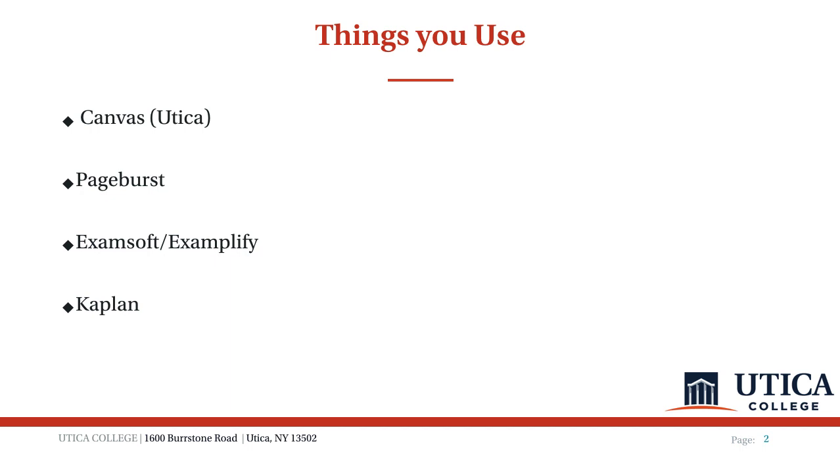Here's a list of items that you will be using throughout the program. The first one is Canvas. This is the system that we use for all of our online courses. Page Burst is where you'll find your online textbook. It also has resources for you to use that are related to your text and other courses, as well as 321. And it has information that you can download and view offline as well.